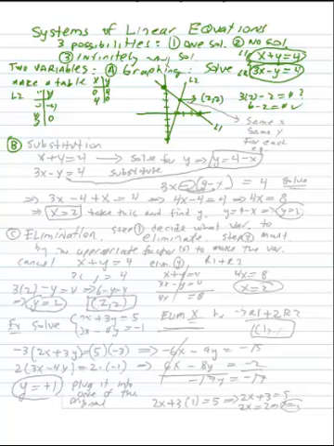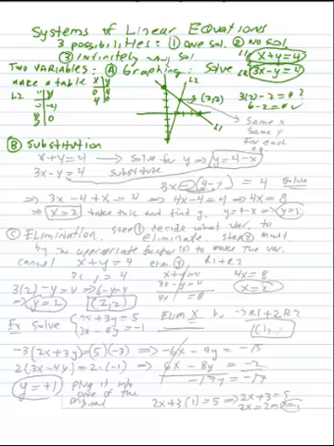A better method for solving the system is to use the method of substitution. And the reason why is that sometimes lines don't always intersect at nice whole number points. They might intersect at something like 11/17, 1/5. And it would be pretty hard to find that exact value.